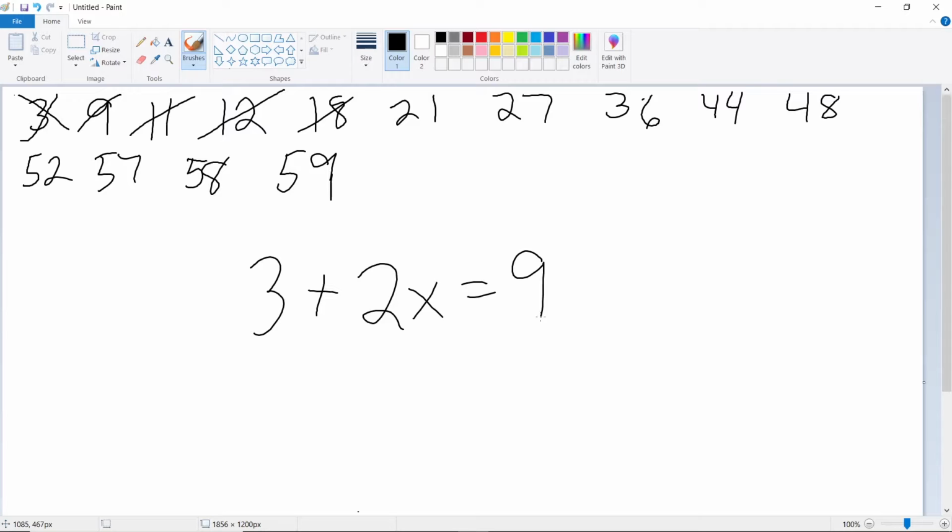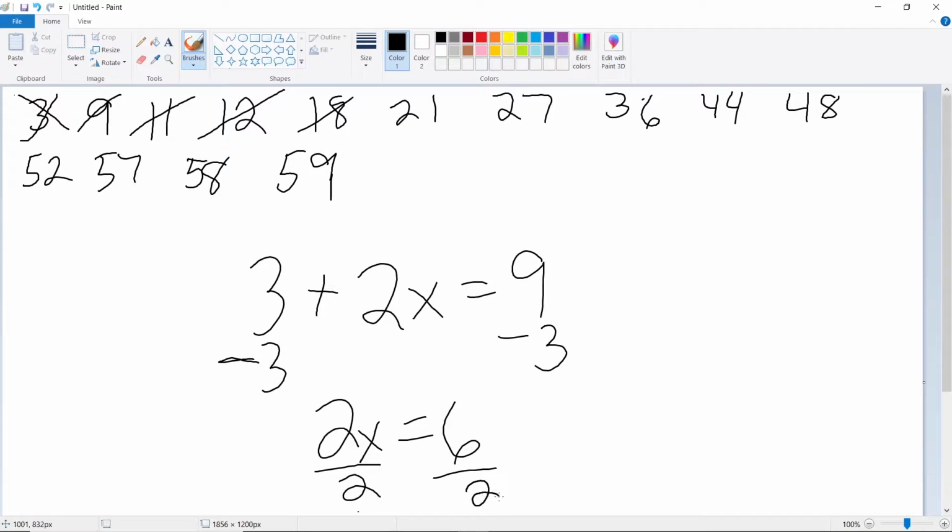So whenever you have something like that, the first thing you do is subtract. You get rid of all the stuff that's added to the x term. So I want to subtract the 3. That's first. So 2x equals 6. And then once I have just something multiplied by x, or something that x is divided by, I can multiply or divide. In this case, I want to divide. So x equals 3. That's it.